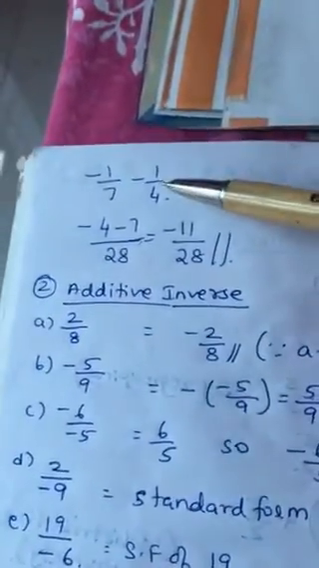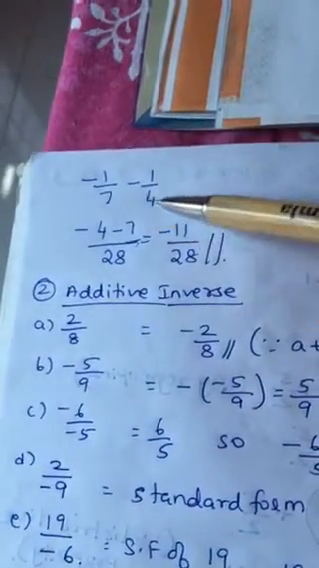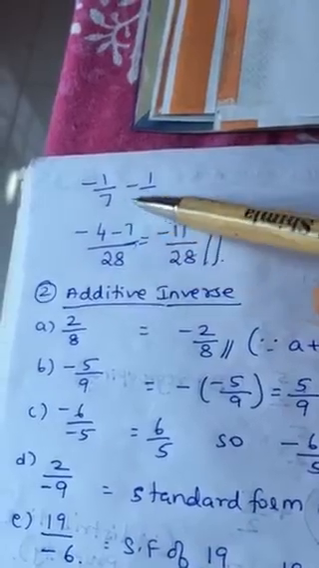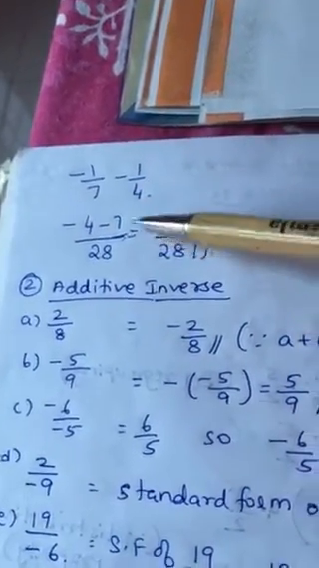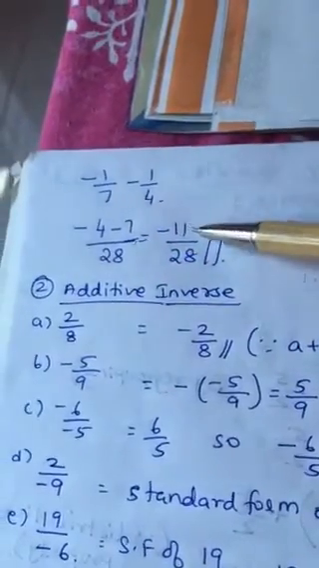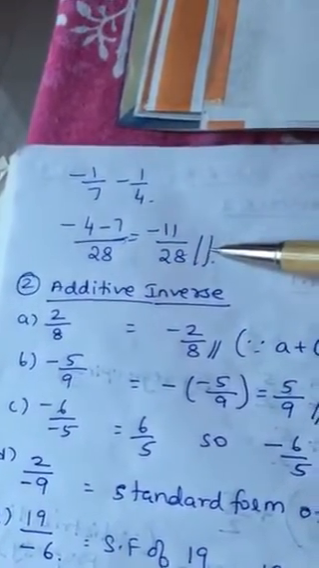Now again, minus 1 minus 1 by 4, the denominators are different. Take the LCM. 7 4s are 28, 4 1s are minus 4, 7 minus 7. So minus 4 minus 7 is minus 11 by 28, which is your required answer.